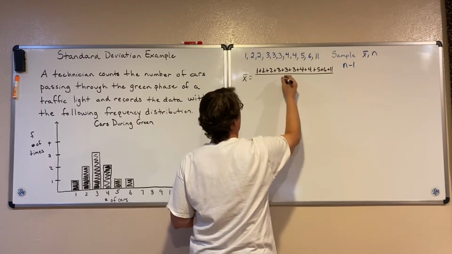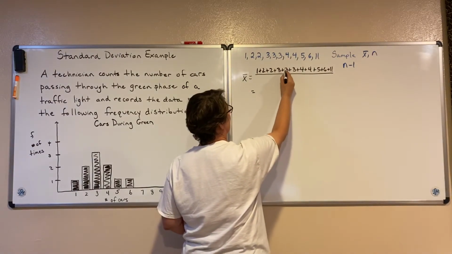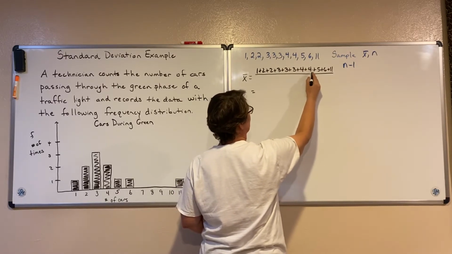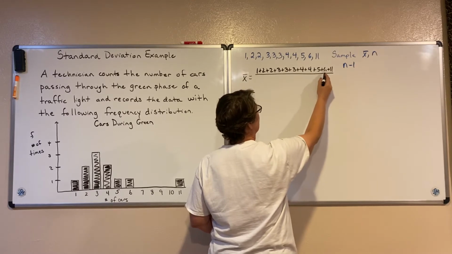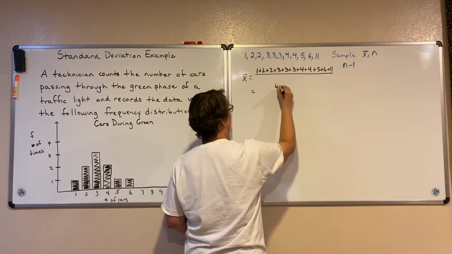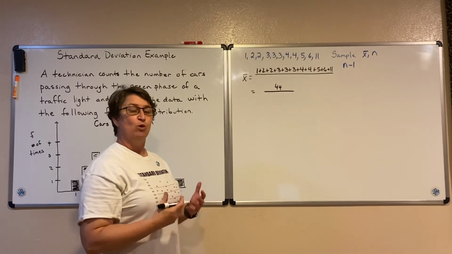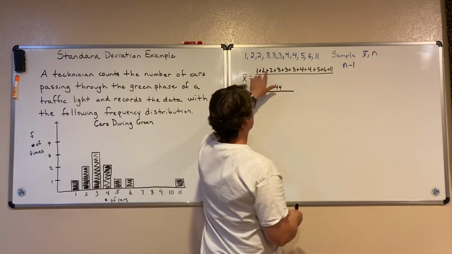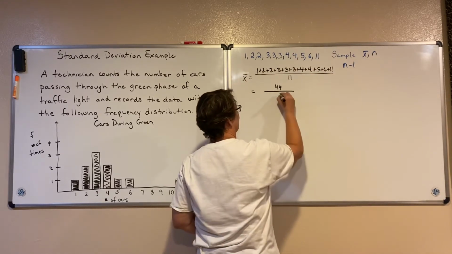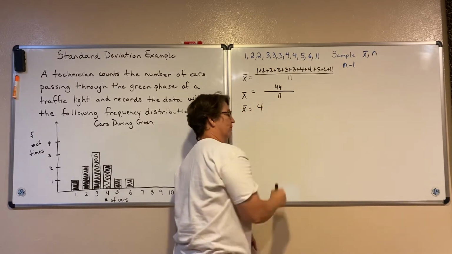So let's add all those up. 3, 4, 5, 6, 7, 8, 9, 10, 11, 12, 13, 14, 15, 16, 17, 18, 19, 20, 21, 22, 27, 33, 43, 44. So a total of 44 on top. And then let's count to see how many data values we have, what is the sample size, our n? 1, 2, 3, 4, 5, 6, 7, 8, 9, 10, 11. So there are 11 that we are dividing by. So my x bar, or my mean, is equal to 4.